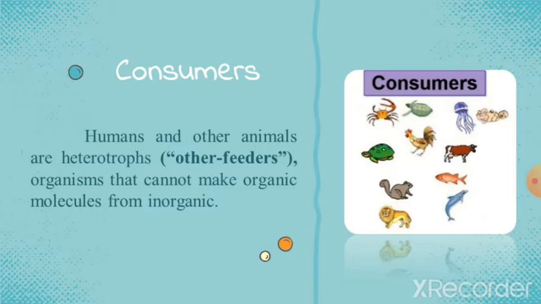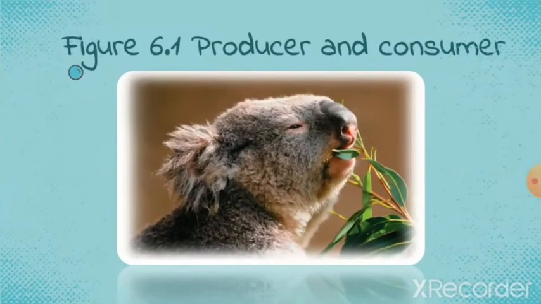So we animals and other heterotrophs depend on autotrophs for organic fuel and for the raw organic materials that we need to build our cells and tissues. So here's an example showing a producer and consumer. It is a koala, in which the koala is the consumer eating leaves produced by a photosynthetic plant, in which the producer is the plant.